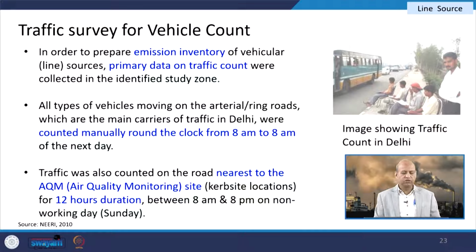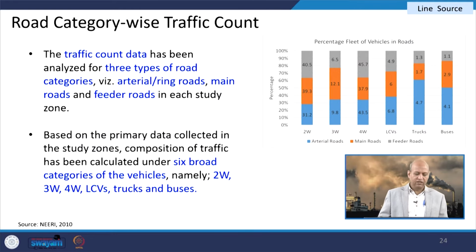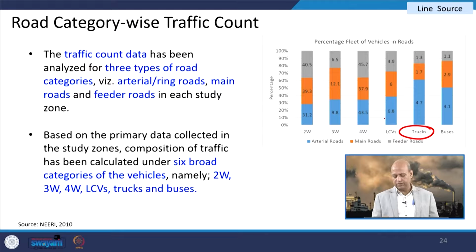Okay. So the survey was conducted to have the primary data on different locations. Some people who can do a good survey were hired, and they counted vehicles at particular locations for different categories of vehicles, right. Then the road category wise traffic count you can see here: on the RTL roads most of the trucks are plying, and the main roads are responsible for 4-wheelers and light commercial vehicles in large number, and 3-wheelers basically go on the main roads mainly.